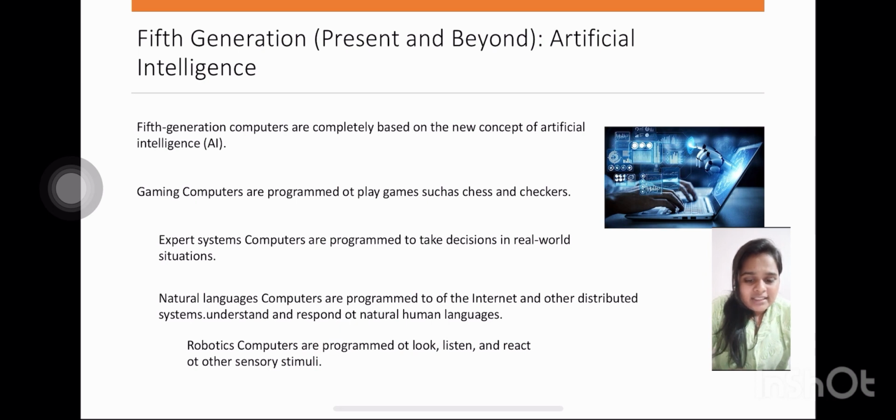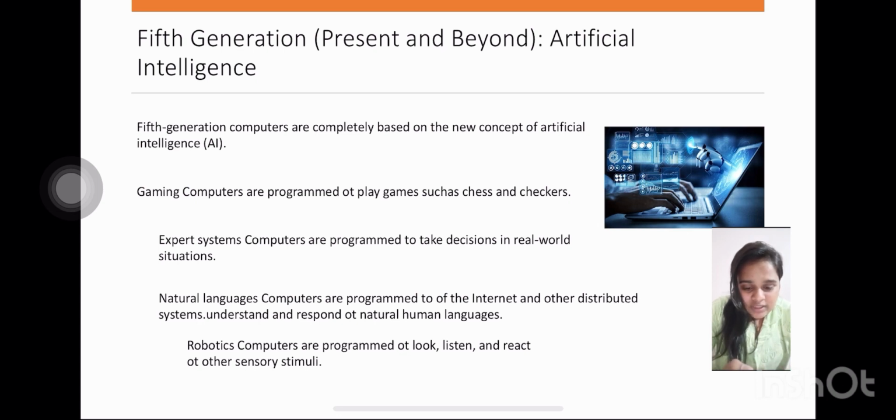Coming to the last generation, the fifth generation, present and beyond: artificial intelligence. Fifth generation computers are completely based on the new concept of artificial intelligence. Gaming computers are programmed to play games such as chess, checkers, ludo, and other games.